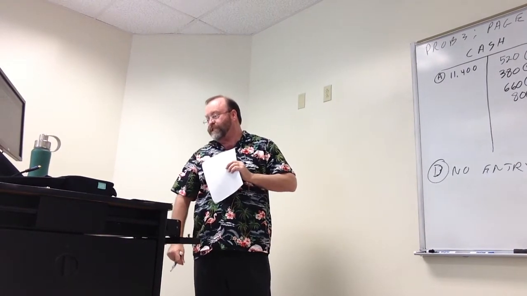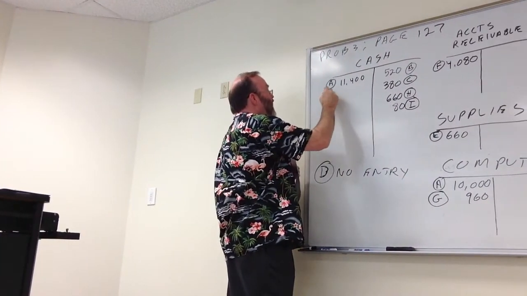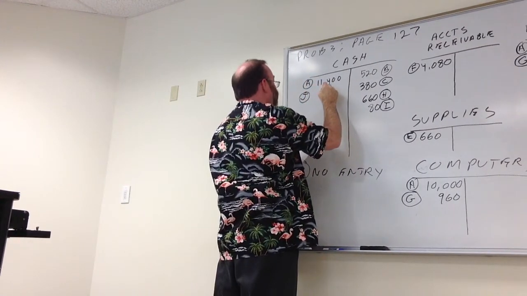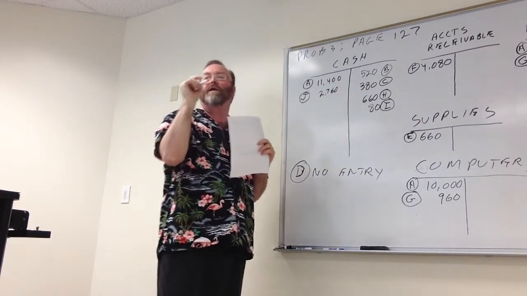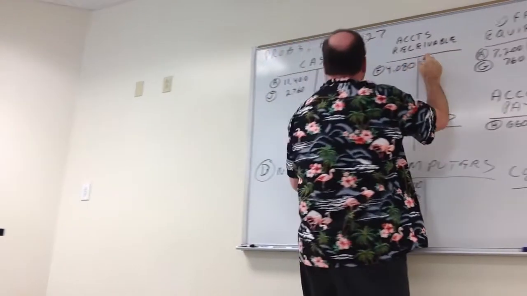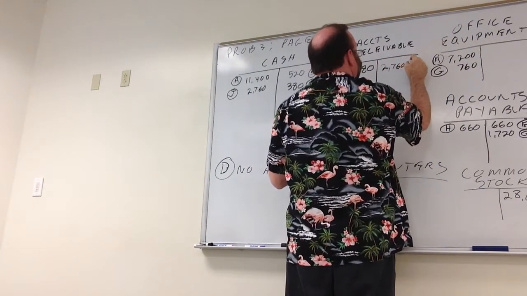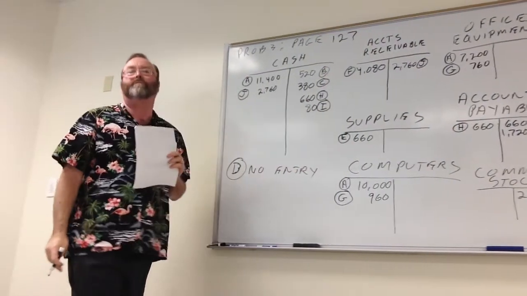On J, we received partial payment from the students previously billed, $2,760. We're going to receive cash, so that's a debit increasing cash, $2,760. And what are we doing with the credit? We're going to reduce the accounts receivable by that same amount because they don't owe us that money anymore.